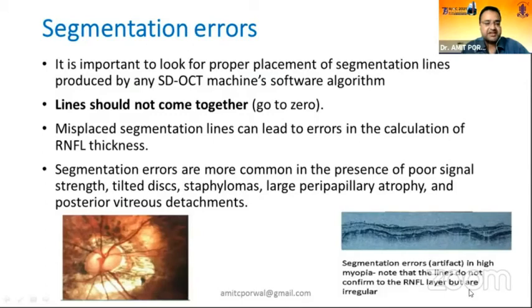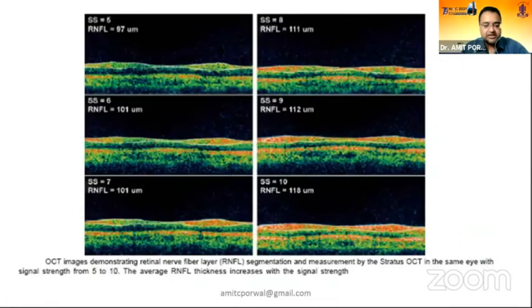Next is segmentation errors. It is important to look for proper placement of the segmentation lines, which are produced by the SD-OCT machine software algorithm. These lines should not come together, but should be well apart. So this is how the segmentation lines look at different signal strengths.